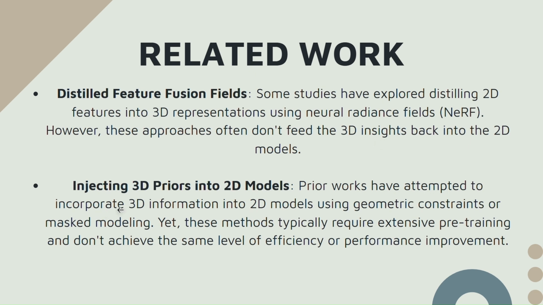The third related work is injecting 3D priors into 2D models. Other attempts have tried injecting 3D signals into 2D models using geometric constraints, surface normals, or masked modeling. But these approaches often require heavy pre-training or additional modules that add complexity and do not always translate to performance improvement. So this paper stands out by being simple yet effective. It lifts 2D features into 3D using lightweight Gaussian splatting and uses that to fine tune the 2D model and delivers very strong performance.